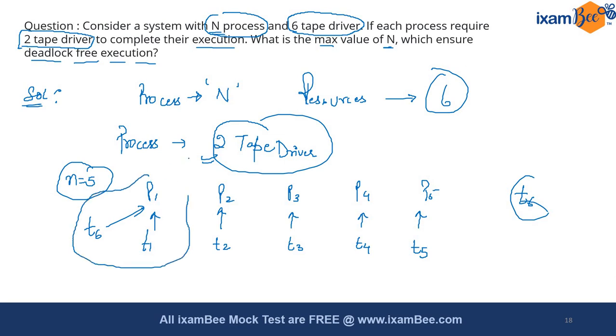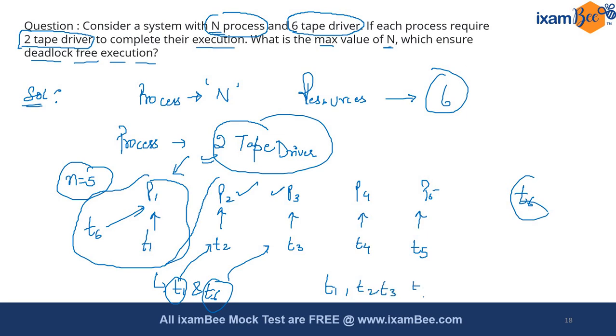it will go for execution because the need is only 2. It will start executing and it will free T1 and T6. Now these T1 and T6 can be utilized by P2 or P3 or P4 or P5. Any of the 4 can have access to them. Let's say P2 and P3 got these 2. Now P2 and P3 will go on executing and they will free T2, T3 and the other two, so these 4 will now be free. These can be taken by P4 and P5 for the execution.